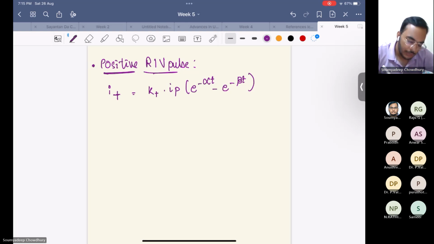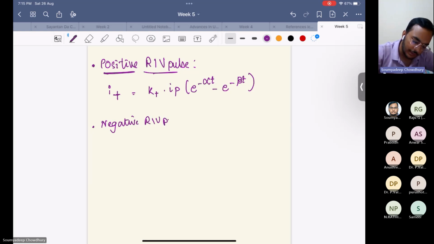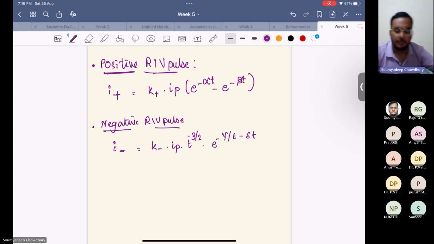And another we have is known as the negative RIV pulse. This equation is a bit different. It is a constant K minus, into the maximum peak IP, t to the power minus 3/2. So this is an empirical formula which has been defined for positive and negative RIV pulses.